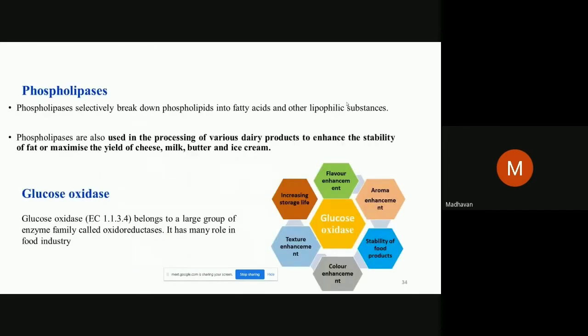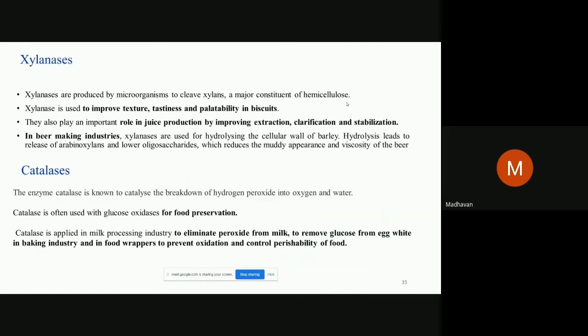And phospholipases are used in the processing of various dairy products to enhance the stability of the fat and to maximize the yield of cheese, milk, butter, and ice cream. Similarly, glucose oxidase, also known as an oxidoreductase, has many roles in food industries. You can see some of the roles: color enhancement, flavor enhancement, increasing storage life, aroma, and stability of the food products. That is oxidoreductase.